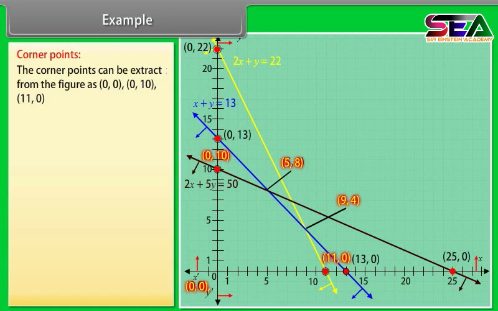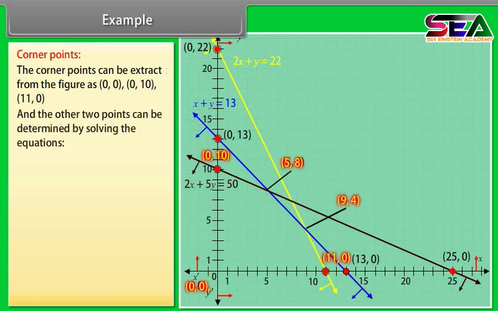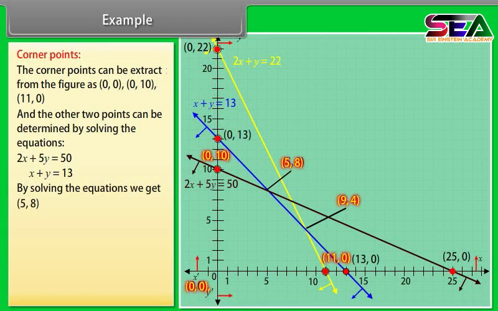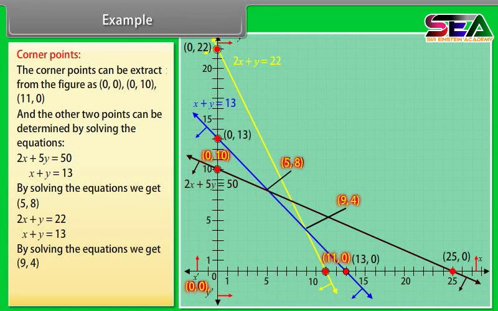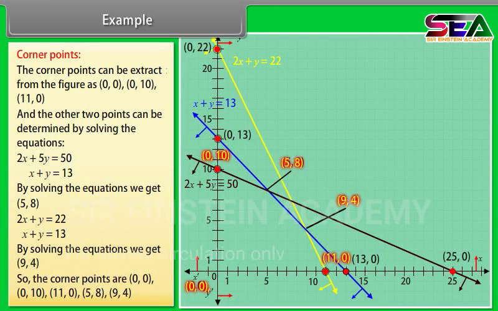The corner points can be extracted from the figure as (0, 0), (0, 10), (11, 0), and the other 2 points can be determined by solving the equations. 2x plus 5y is equal to 50, x plus y is equal to 13. By solving the equations, we get (5, 8). 2x plus y is equal to 22, x plus y is equal to 13. By solving the equations, we get (9, 4). So, the corner points are (0, 0), (0, 10), (11, 0), (5, 8), (9, 4).